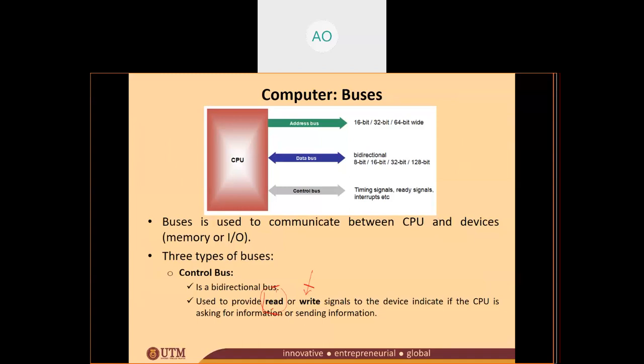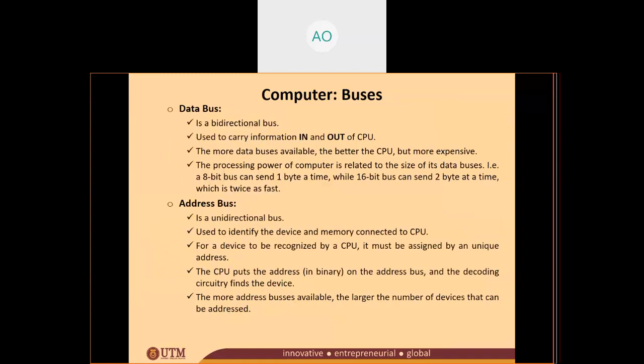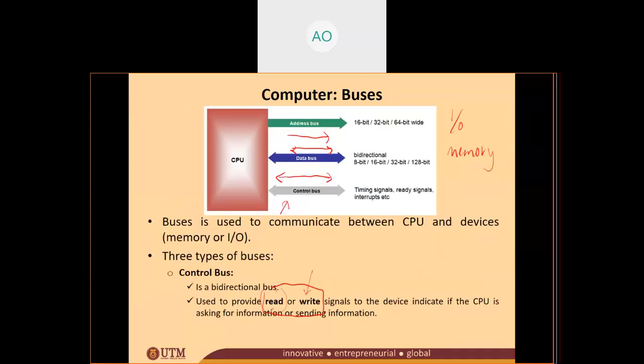Okay, so this is the function of the control bus. It is to determine whether you want to read data or write data. And then we have the data bus. The data bus is a bi-directional bus, and it's used to carry information in and out of the CPU. So when the control bus says I want to read data, the data will come in through this data bus from the input to your CPU. If the control bus sends a write signal, it means you're going to send data from the CPU to your output, so the data will go through this data bus.